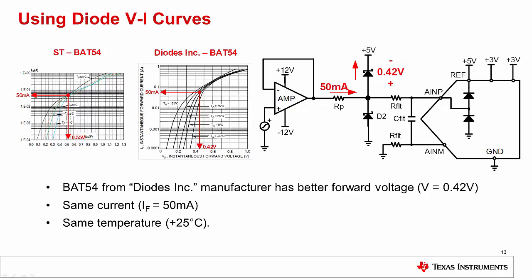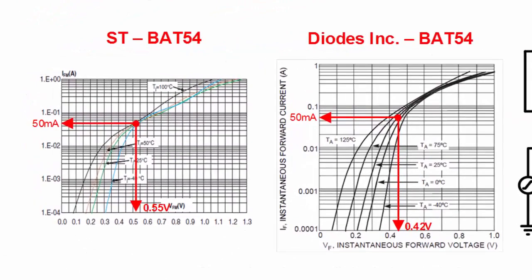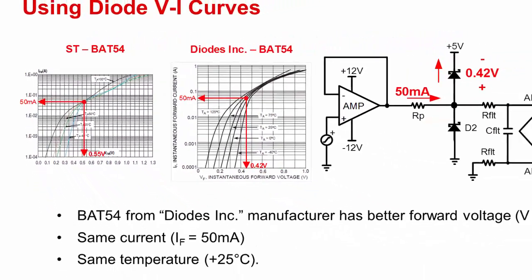One thing to notice here is that the different diode manufacturers may have slightly different specifications for the same device. Here we look at the BAT54 from two different manufacturers. Notice that the forward drop specifications from the Diodes Inc. manufacturer are slightly better than the ST device under the same test conditions. For this reference design, the 0.42 volt drop from the Diodes Inc. diode was used in the component selection calculations.